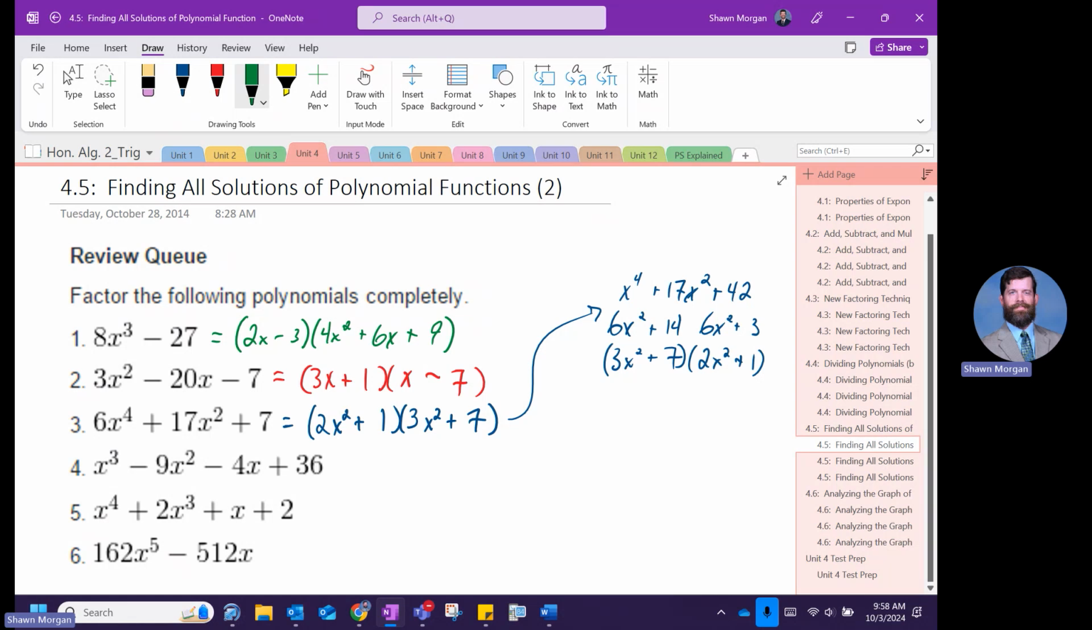Who volunteered to do number 4? Kenneth. All right, baby. What we got? You should do grouping. Did you group the first 2 and the last 2?